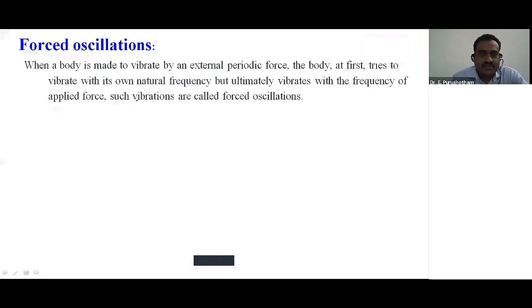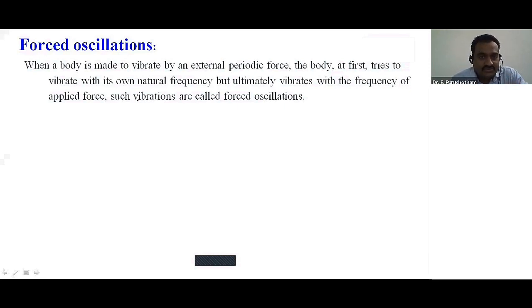Forced oscillations. When a body is made to vibrate by applying an external periodic force on the body, at first the body tries to vibrate with its own natural frequency. Up to here, that is free oscillation, with its own natural frequency, but ultimately it vibrates with the frequency of the applied force. Such vibrations are called forced oscillations.